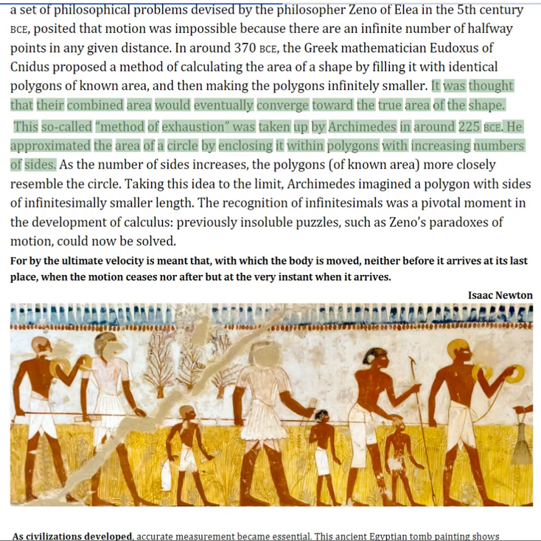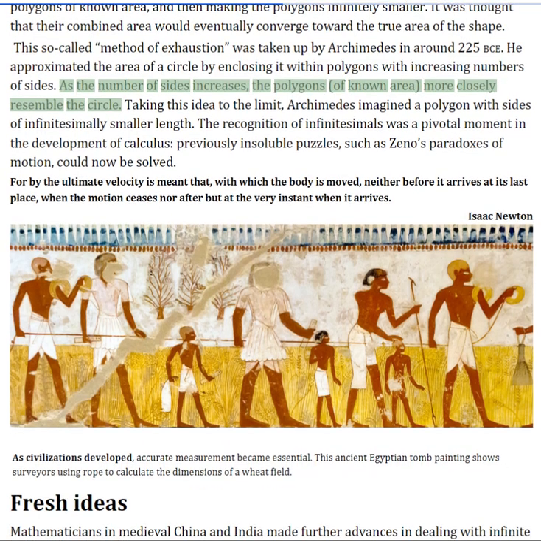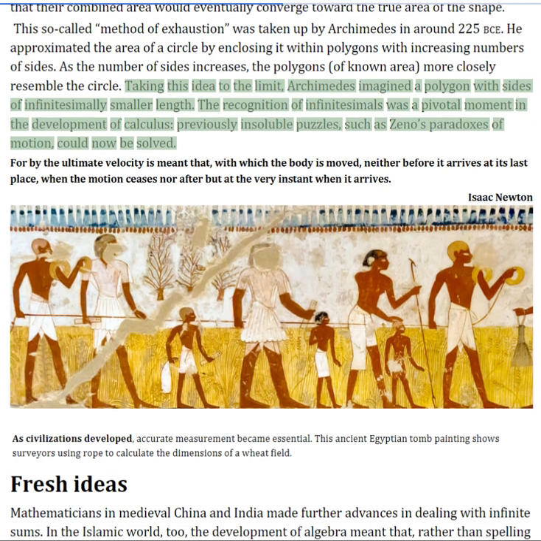He approximated the area of a circle by enclosing it within polygons with increasing numbers of sides. As the number of sides increases, the polygons more closely resemble the circle. Taking this idea to the limit, Archimedes imagined a polygon with sides of infinitesimally smaller length. The recognition of infinitesimals was a pivotal moment in the development of calculus. Previously insoluble puzzles, such as Zeno's paradoxes of motion, could now be solved.